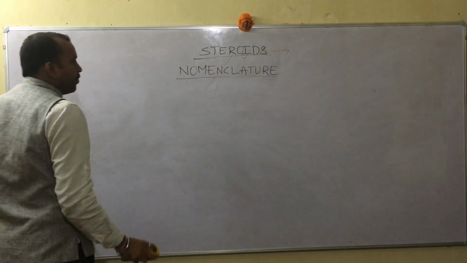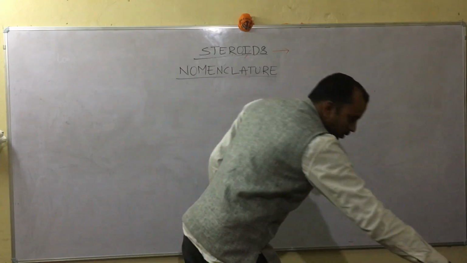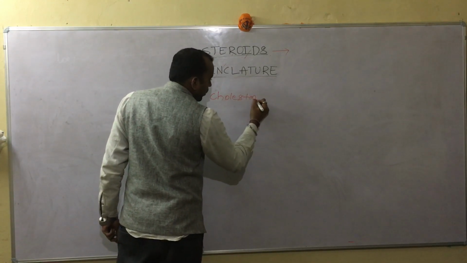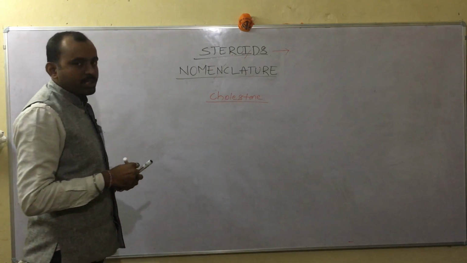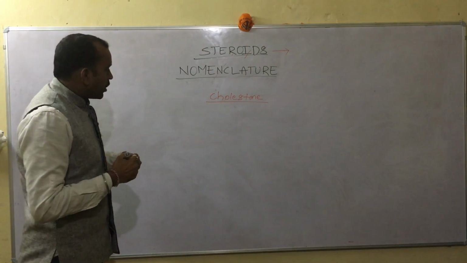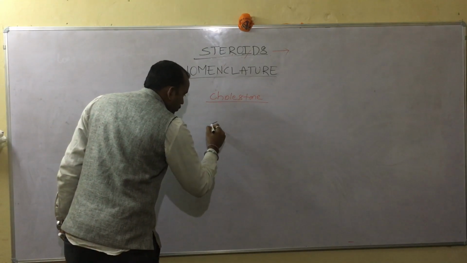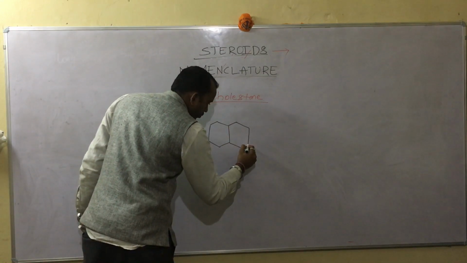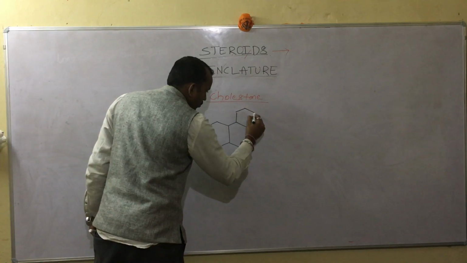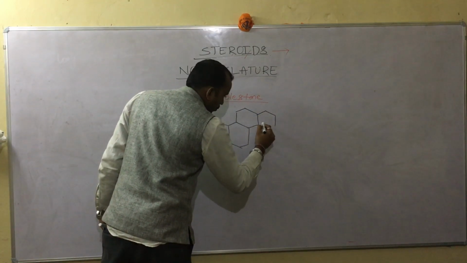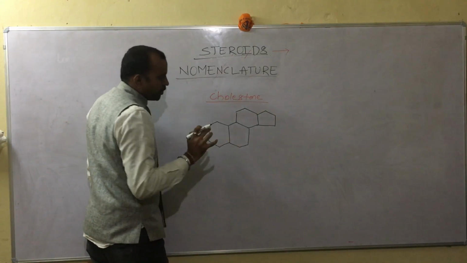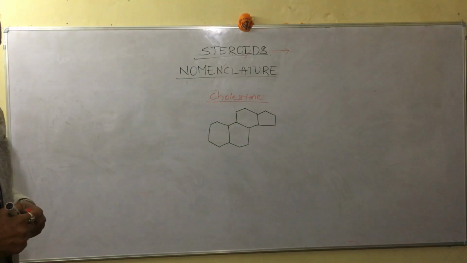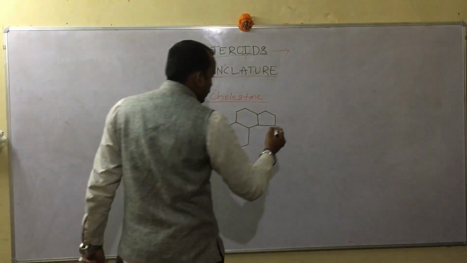Then, what is the basic nucleus in steroids? The basic nucleus in steroids is cholesterol. What is the structure of cholesterol? Now I am going to give you the structure of cholesterol. This is the basic nucleus of cholesterol. How many carbons are available in the basic nucleus? It is 17 carbons.